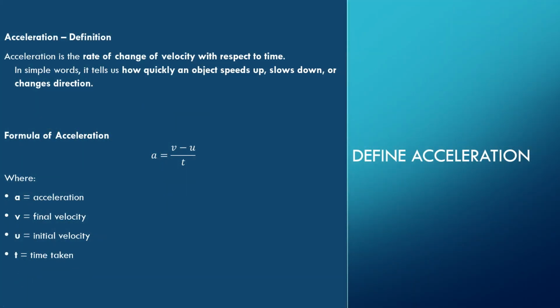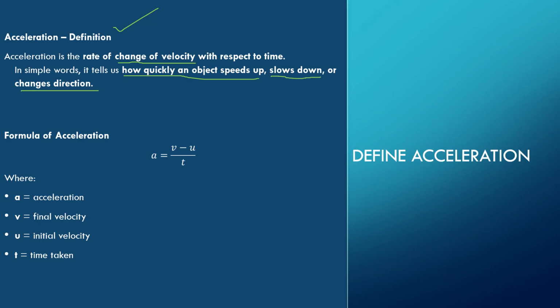Let's understand the next term, acceleration. Students, it's very, very important that these physics terms are very clear to you, so that when you will be solving the numericals, it will make complete sense to you all. Now let's understand what acceleration is. It is the rate of change of velocity with respect to time. So in simple words, it tells us how quickly an object speeds up, slows down, or changes direction.